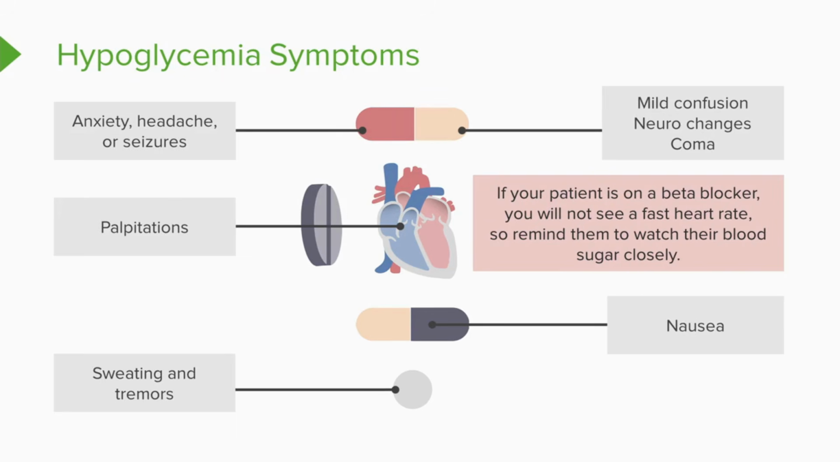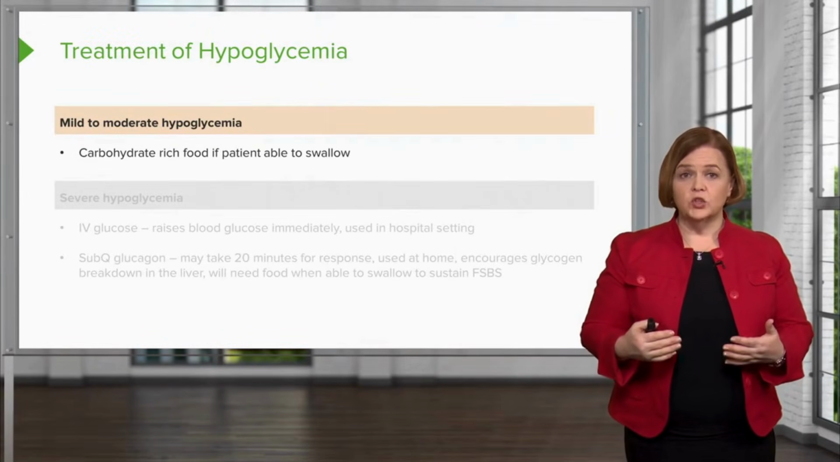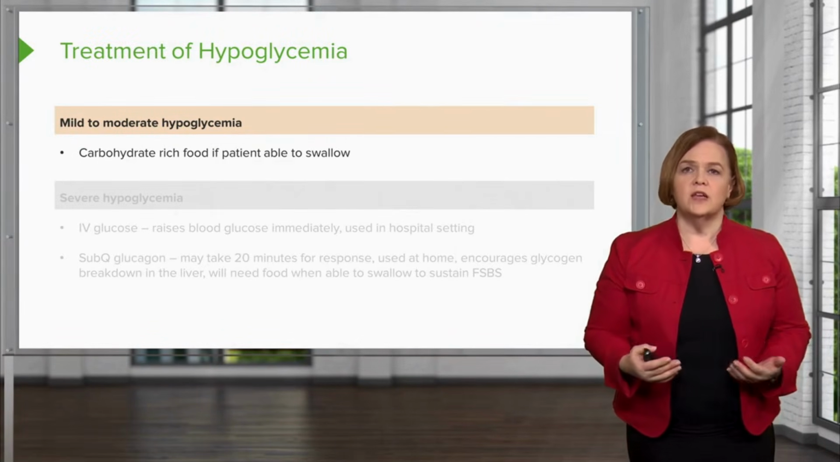So they're going to feel kind of disoriented, they're going to be confused, they might have some neural changes. If it really progresses, it could lead to coma. Their heart's going to be racing, they're kind of sweaty and shaky. Remember, this is with the fingerstick blood sugar lower than 50. So now we know what hypoglycemia looks like. Let's look at how we treat it in a patient.